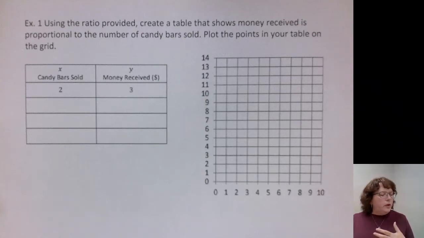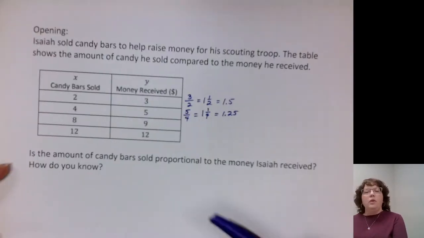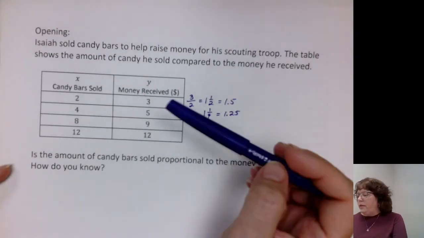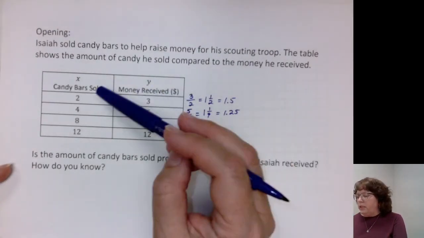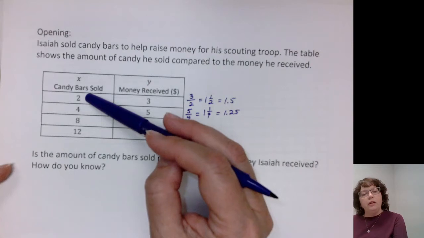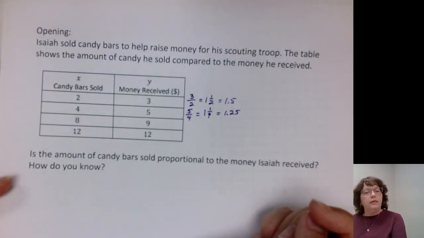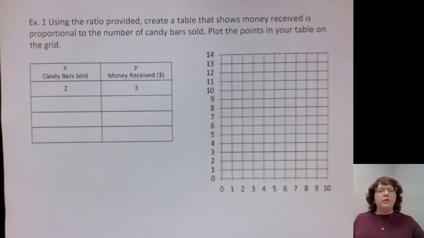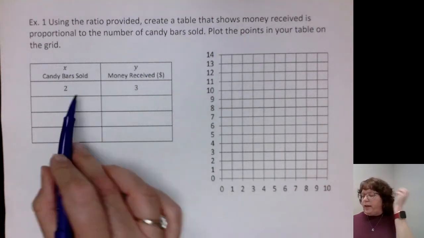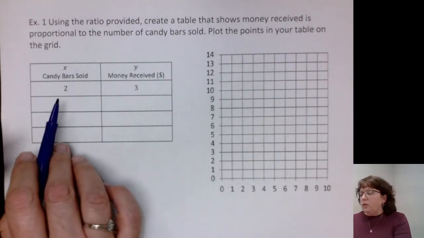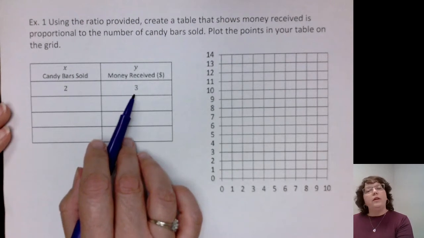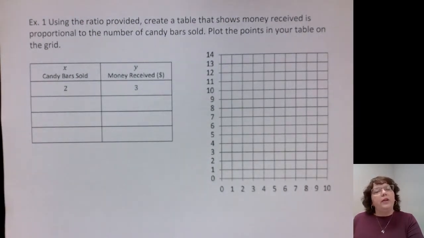So that would mean in order for the ratios to be the same, we would want the amount of money received per candy bar to be the same, right? Okay, so let's look at just this first line here. If he sold 2 candy bars and he got $3 for that, what would be that unit rate? How much would each candy bar cost?